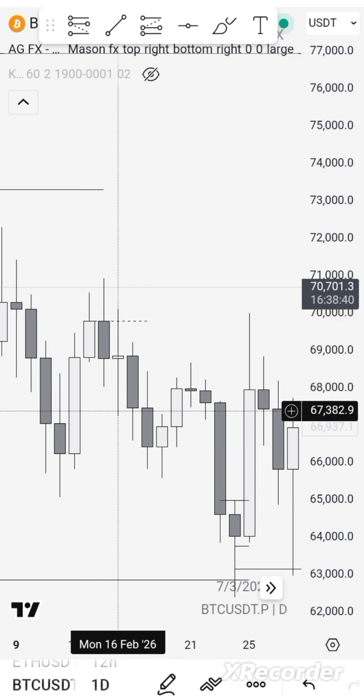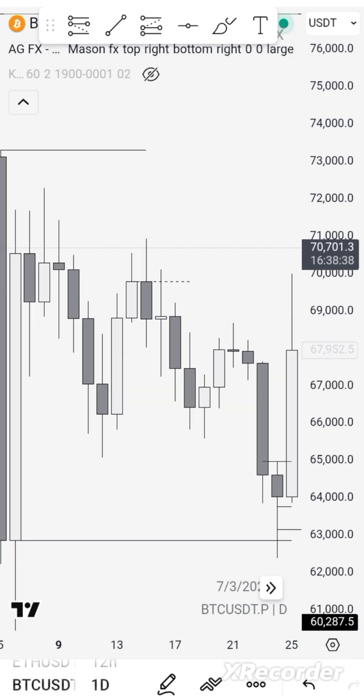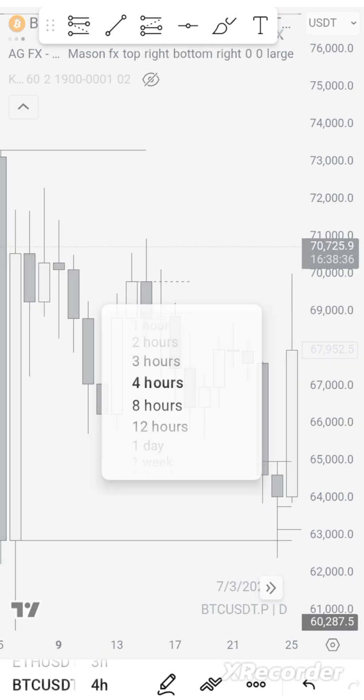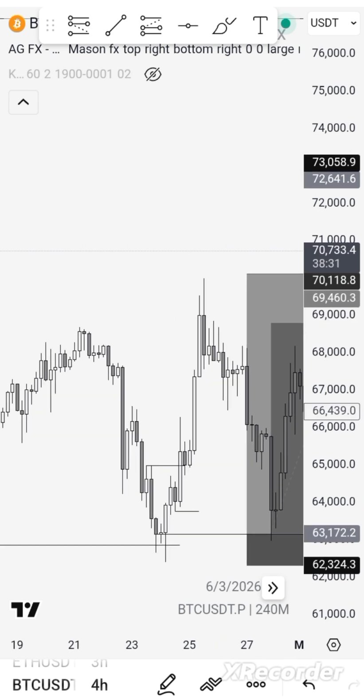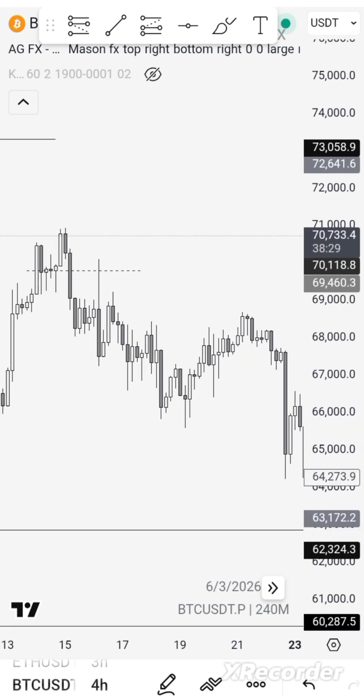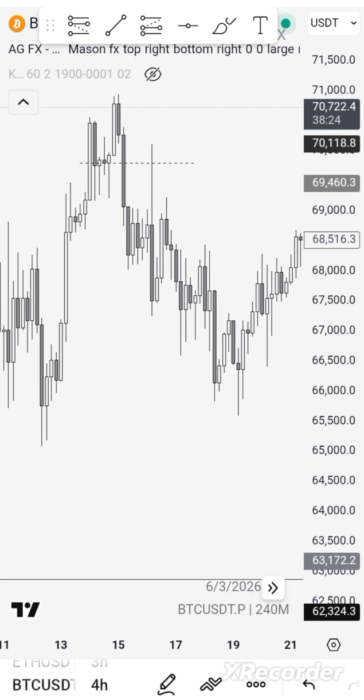From there, what are you going to do? You go to the 4 hours time frame to look for your breakout. That's step two. The step one is what? Check your rejection, where price is rejecting from. Then after the rejection, you go to the 4 hours time frame for what? To look for your breakout.